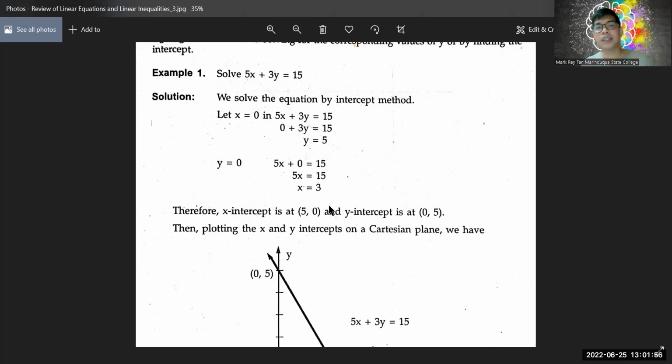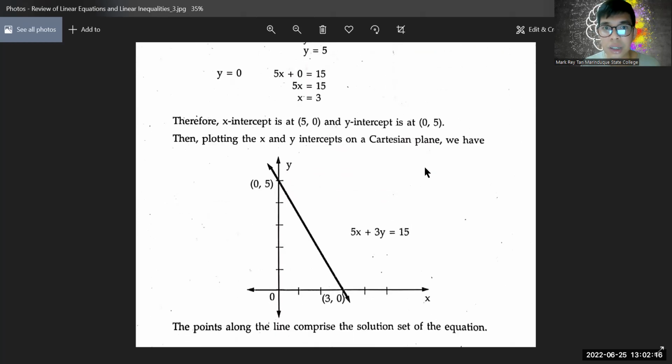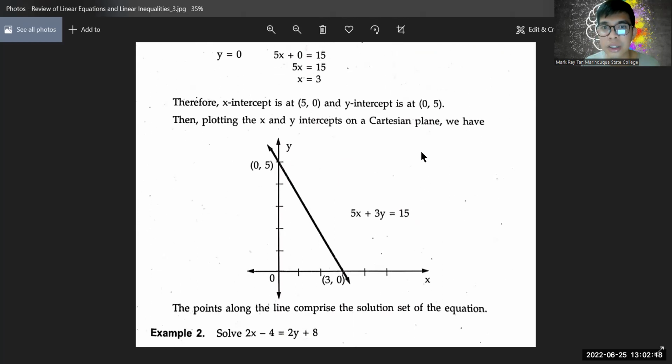Ayun. Okay. So mali pala itong example dito. So, sige class, paki-take note ito ha. Ayan. So we assume the value of y as 0. Ito siya. So therefore, x is 3. It should be 3. Okay. So 3, 0, and then 0 and 5. Ayan.